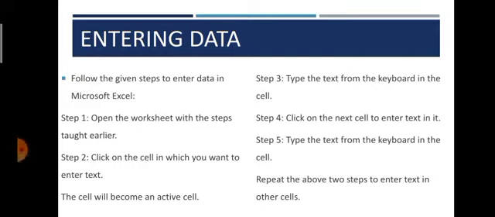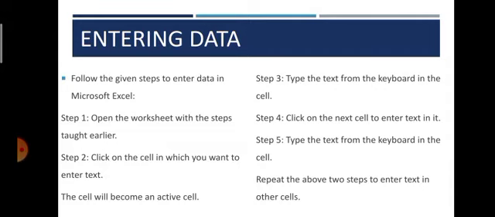Step 1. Open the worksheet with the steps taught earlier. This means you have to open Microsoft Excel with the different steps which we have discussed in earlier videos. Step number 2. Click on the cell in which you want to enter text. The cell will become an active cell. Step 3. Type the text from the keyboard in the cell.